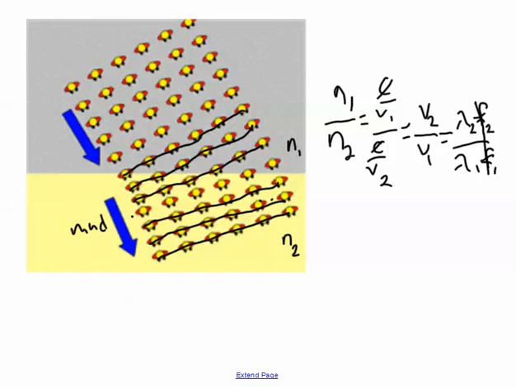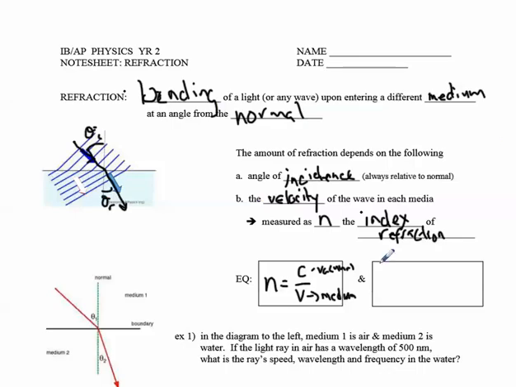So going back to our equation, we can write in here then n1 over n2 equals v2 over v1, which equals lambda 2 over lambda 1. So that's an important ratio that is utilized. Okay, so let's look at an example problem and finish up here.